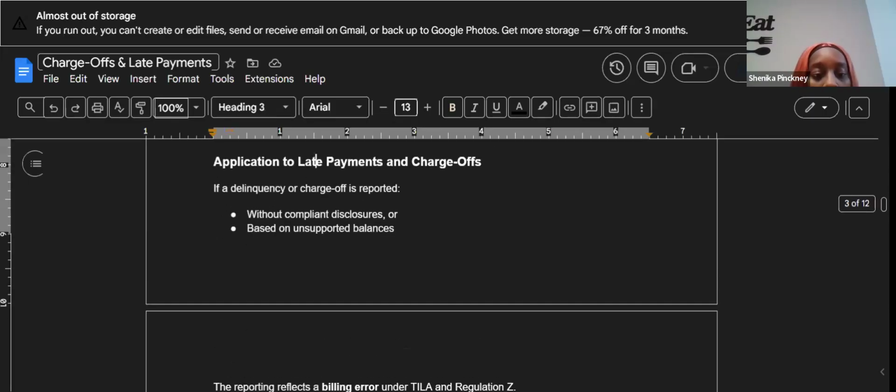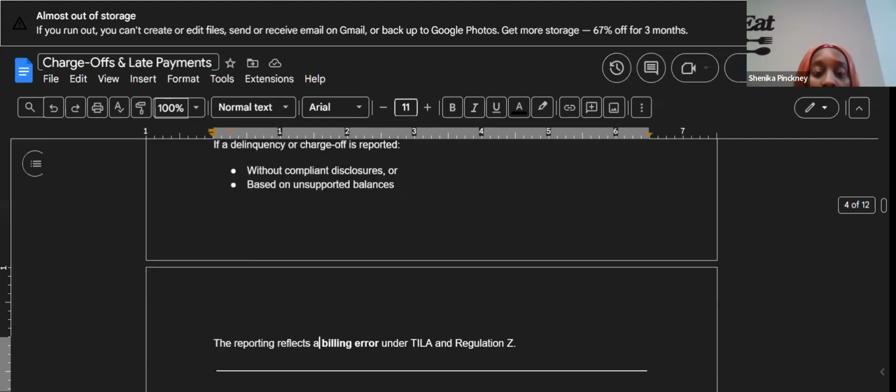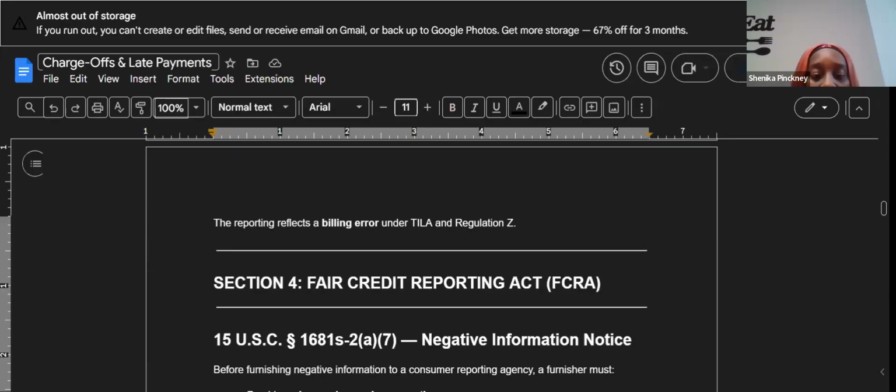Now, let's talk about application to late payments and charge-offs. If a delinquency or charge-off is reported without the compliant disclosures that we just went over, or based on unsupported balances, which means they cannot support the fact that there's a balance still remaining that you still owe, the reporting reflects a billing error under the Truth in Lending Act and Regulation Z.